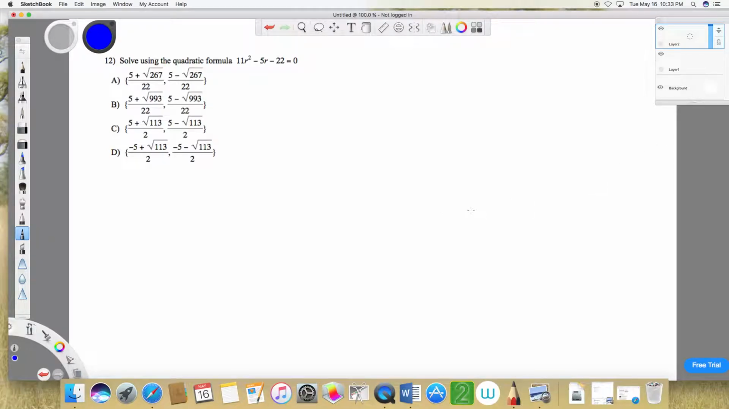Let's take a look at this problem. They want us to solve this quadratic equation: 11r squared minus 5r minus 22 is equal to 0. And they've been pretty generous. They're telling us to use the quadratic formula.